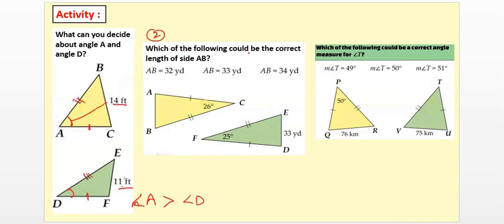It says which of the following could be the correct length of the side AB. Now where is side AB? This is the side AB. Before I start deciding what could be the possible measurement of AB, I have to decide whether this is the situation in which I can use the Hinge theorem. So let's start observing it.